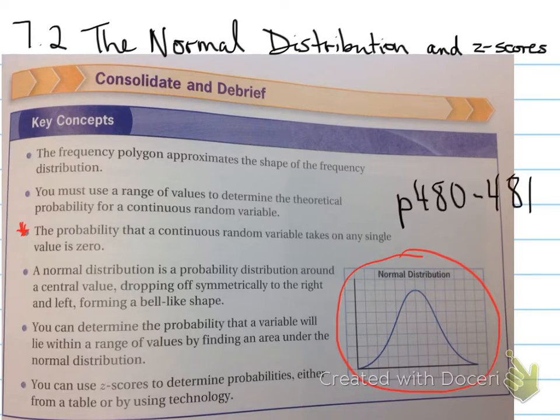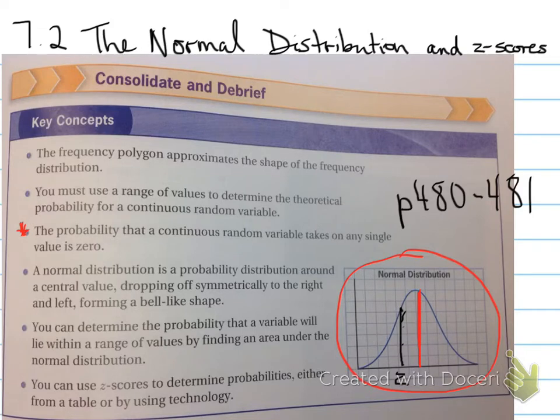We're going to use z-scores to find area under a curve. For example, here in the middle is the mean. A z-score is a specific value somewhere along here. That would be your z-score, how many standard deviations away it is.